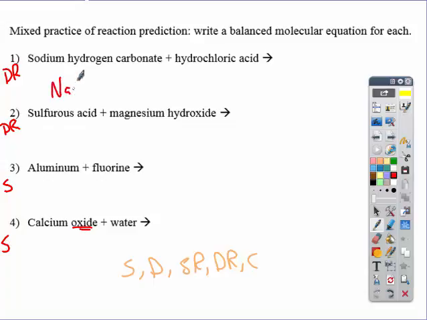So like sodium hydrogen carbonate plus HCl yields, and then predict your products. Restart when you have the complete reactions done.